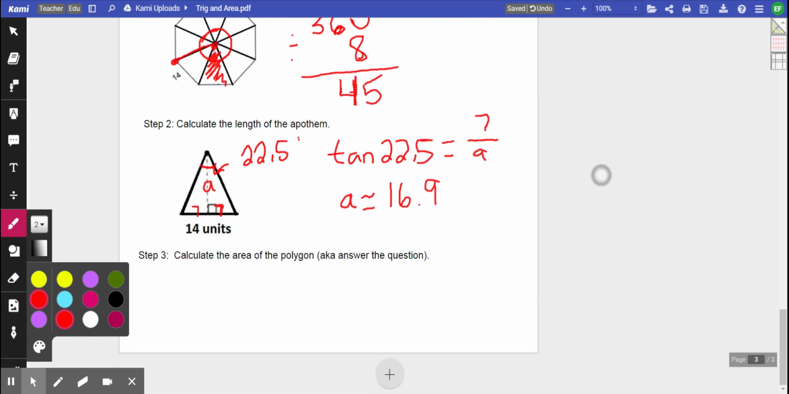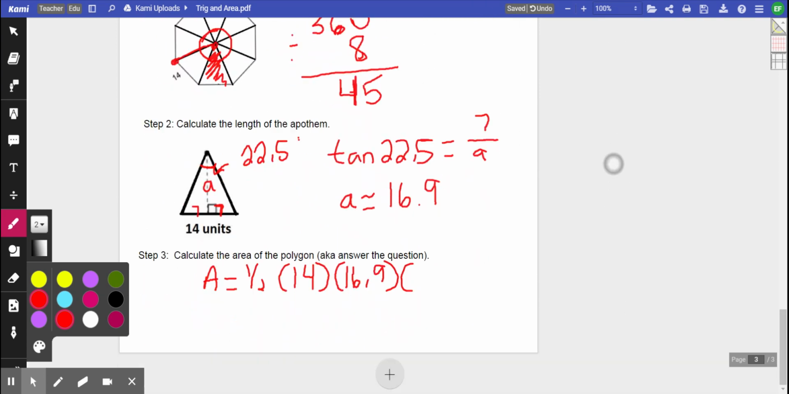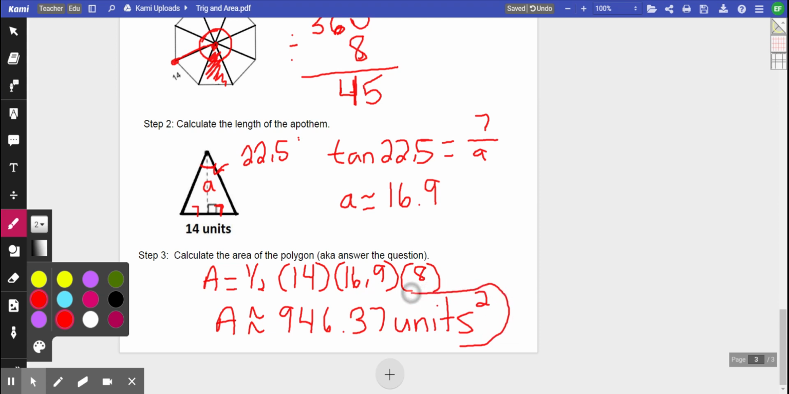So from here, we actually can solve for the area now because we have all that we need. The formula again, 1/2 our side length, we were told was 14. Our apothem, again, I'm writing 16.9, but I'm keeping that decimal in my calculator and I'll use that to find my final answer. And then this again was an octagon, so it had 8 sides. So in the calculator, multiply that all together, and the area of this polygon is about 946.37 units squared. And that's it. That is how you find the area of any one of these polygons.